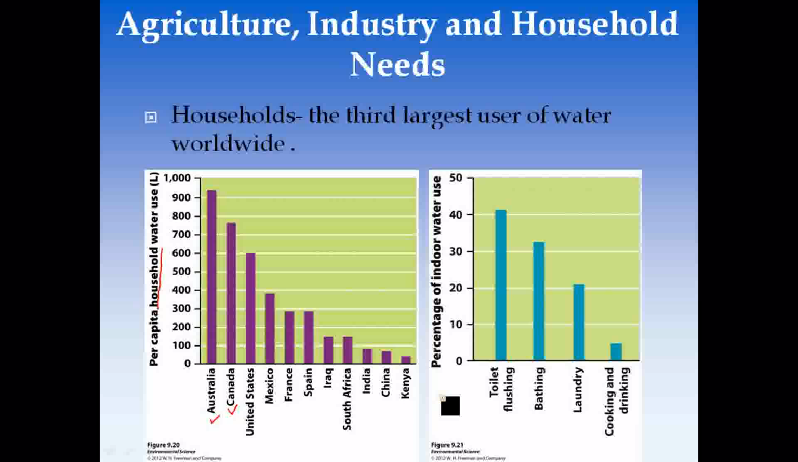Here's what we use water for. You might be surprised to know that the number one water user is flushing the toilet. Bathing is number 2. Laundry is 3. Cooking and drinking come down way here at the bottom. We use an awful lot of water every day in our bathrooms. And of course, showers and baths take up a lot of water.